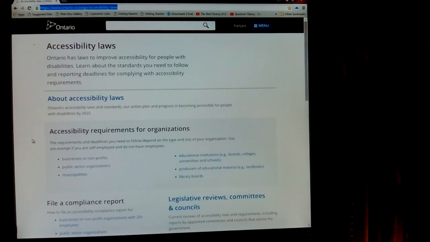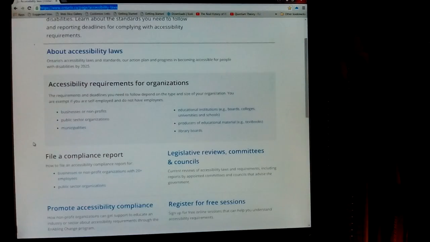So as long as you're self-employed, you can abuse anybody you want, I guess. Is that how it works? Under that heading, they have bullet points for business or nonprofits, public sector organizations, municipalities, educational institutions such as boards, colleges, universities, and schools, producers of educational material, for example textbooks, and library boards. Really interesting, they do not mention police or the courts.